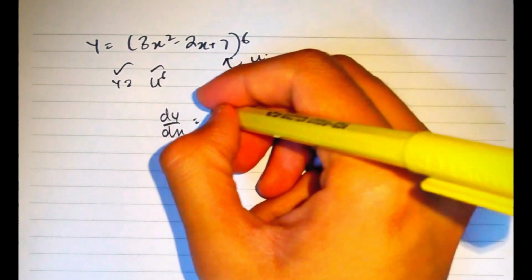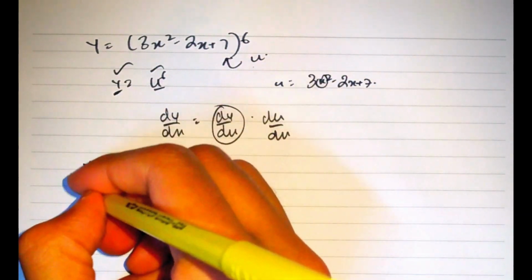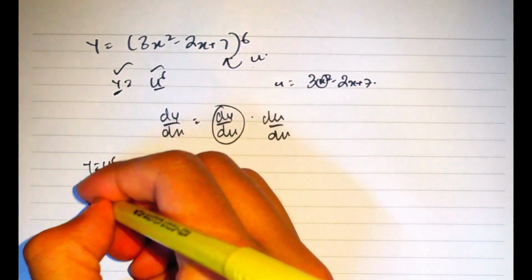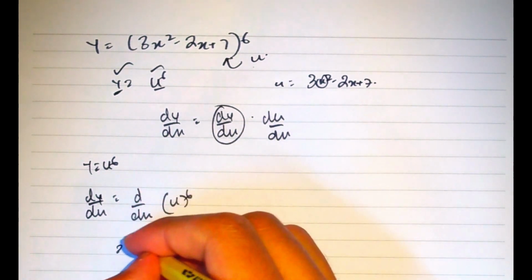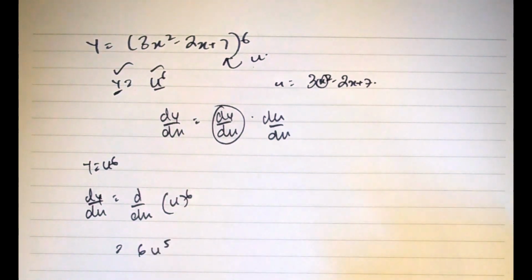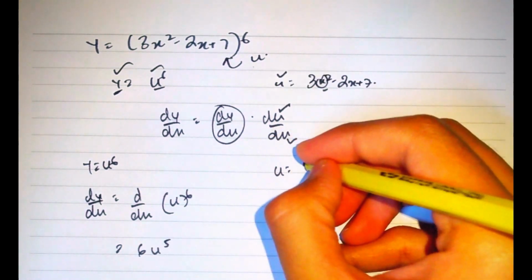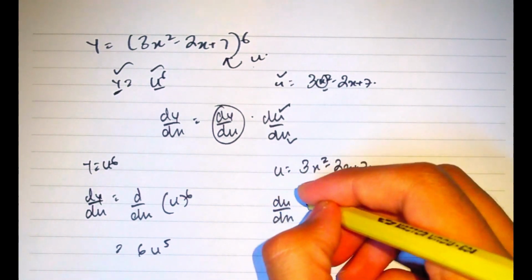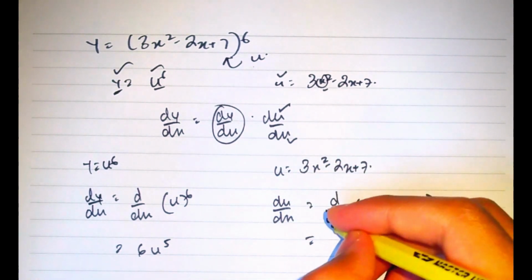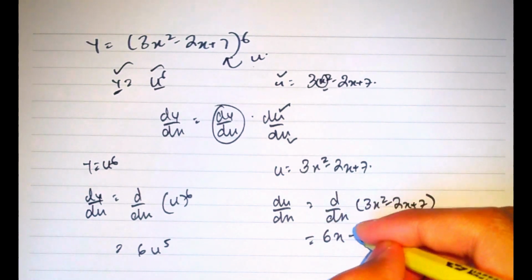Now, first of all, we have to find the derivative of y with respect to u. y is equal to u^6, and dy by du is equal to d by du of u power 6. So what would be the derivative? It would be 6u power 5. And then the derivative of u with respect to x. So what would be the derivative over here? It would be 2 3s are 6x minus 2 plus 0.